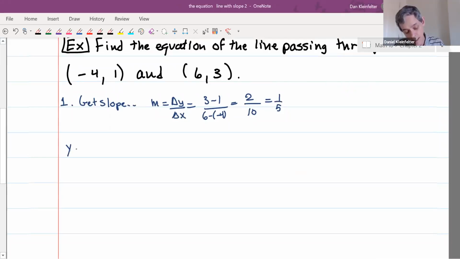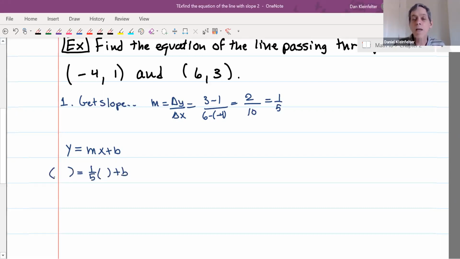So now we're going to finish this. I'm going to do this again in 2 ways, just for illustration purposes. First, the y = mx + b way. We know the slope is 1/5. We figured that out. And so all we have to do is drop in an x and a y, and that will help us solve for b. Here we're given 2 points. It's up to us to choose. We could use (-4, 1). We could use (6, 3). Either one will give us the same answer.